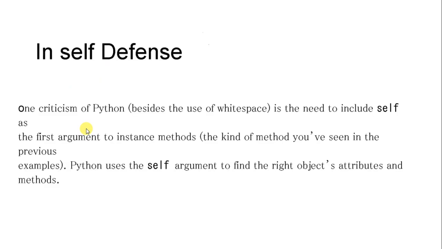In self-defense, one criticism of Python is the need to include self as the first argument to instance methods. Python uses the self argument to find the right object, attributes, and methods. For an example, I will show how you would call an object method and what Python actually does behind the scenes.